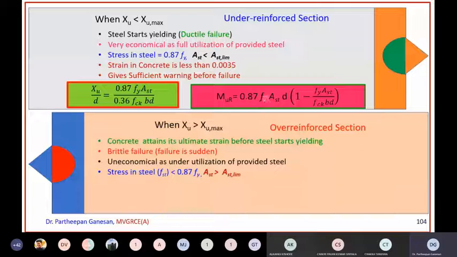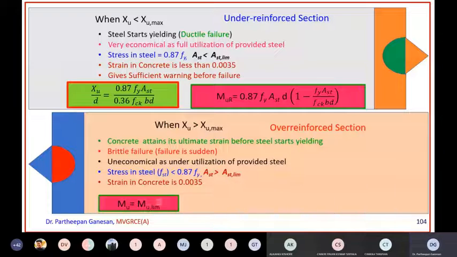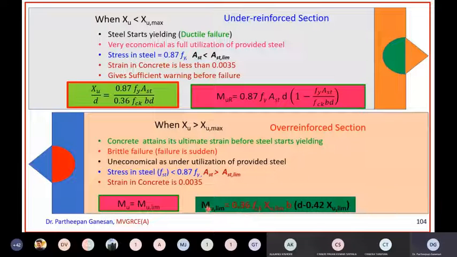So you cannot use this 0.87 Fy equation here, because stress is less than 0.87 Fy. AST is provided more than AST limit. Now strain in the concrete will be 0.0035. And here, because an over reinforced section is not allowed, we will take the moment of resistance equal to MU limit itself. And MU limit you can find out using this equation, 0.36 FCK XU limit B into D minus 0.42 XU limit.